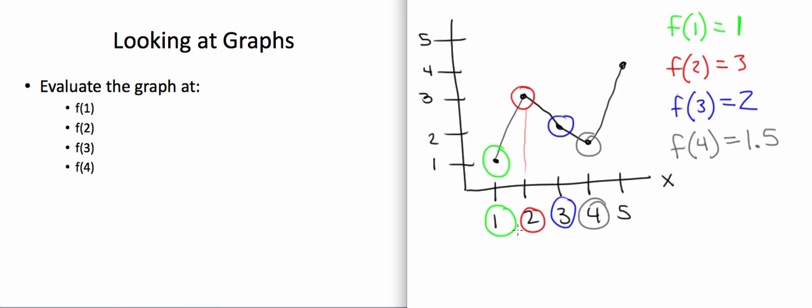Alright, so evaluating, looking at graphs, we just find the values on the x-axis and then find where they meet up with our graph. This example gives us nice neat dots for where to find it. You may not have those types of dots, but that's just the way it is. Okay, so that's where we're at.